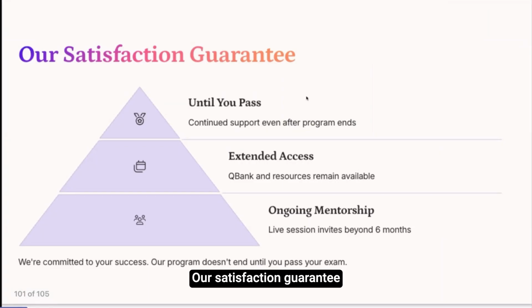Our satisfaction guarantee is this: we'll be there for you until you pass. Even though the course is 6 months, let's say you want to take time or something happens, we're going to stick with you for free without charging you extra money, nothing. And we'll give you extended support, whatever it takes to get you to pass Step 1 in time, and make sure you score well on Step 2. We'll be there. That's my commitment to you.